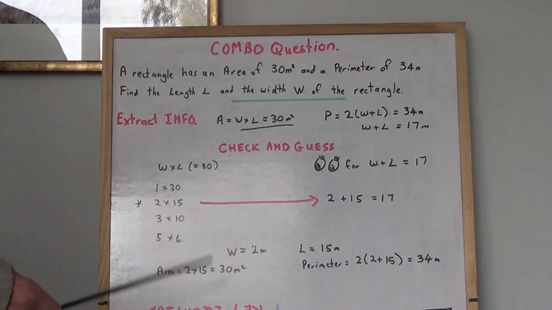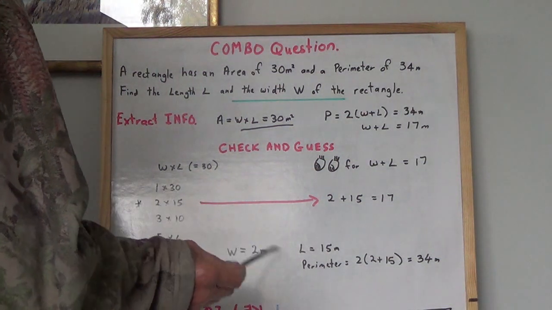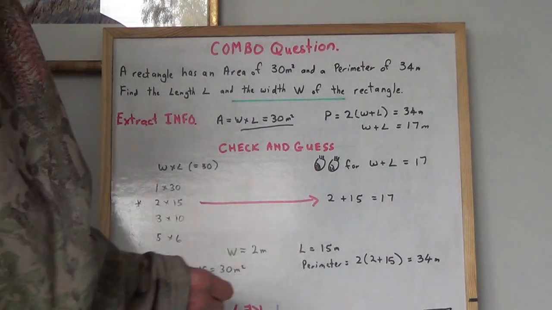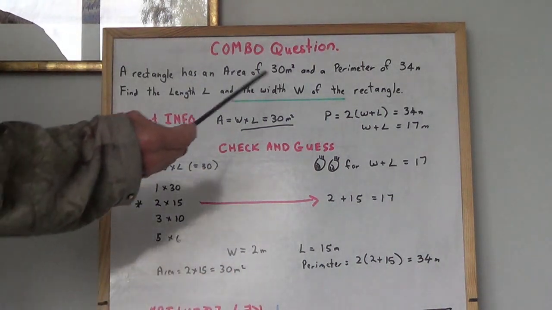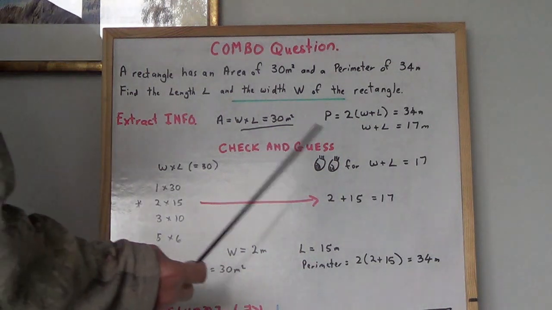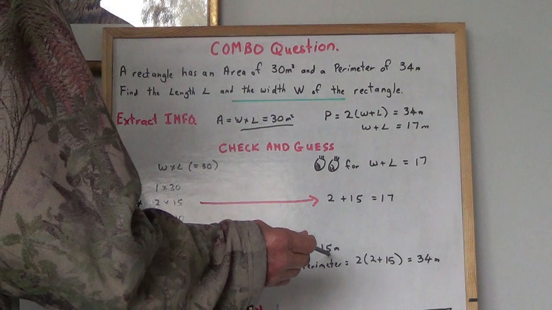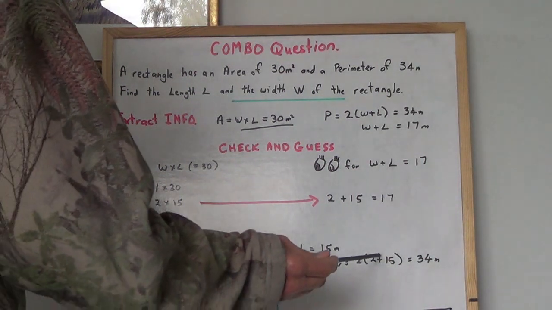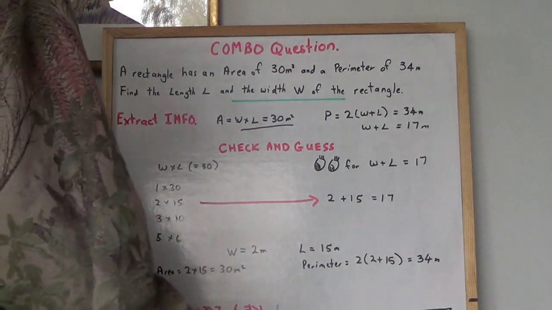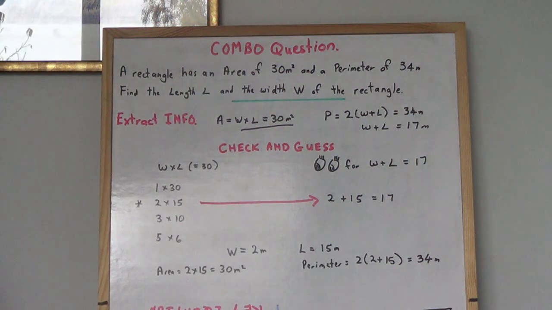And we can check it out. For the area, it's 2 times 15, which is 30 meters squared, which is there. We want to find the perimeter. We add those two together and we'll get 17, and then we double it. And that'll be 34 meters. So it all works out. And we're done.